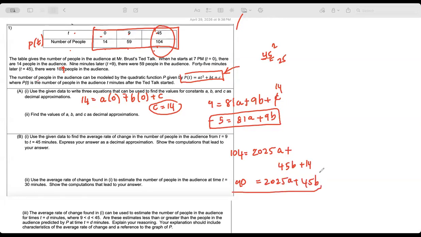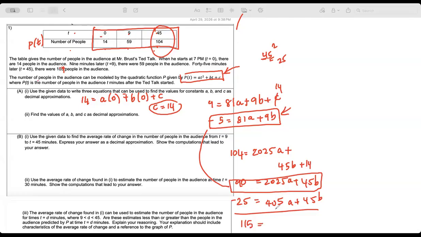Now you get two equations, two variables, right? You can multiply this equation by 5. If you multiply it by 5, you get 405A plus 45B. Subtract both the equations. When you subtract both the equations, you get 115 will be equal to, you subtract both the equations, 0, 2, and then what?